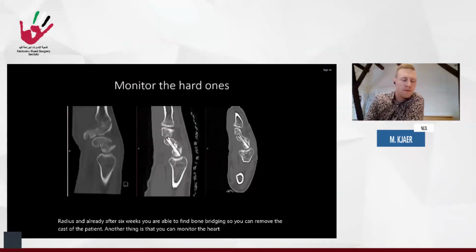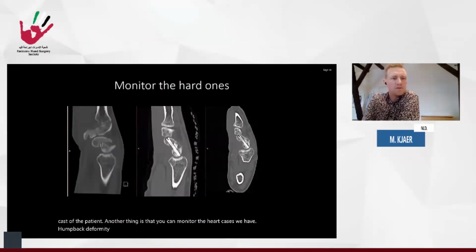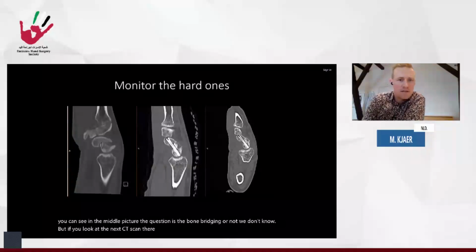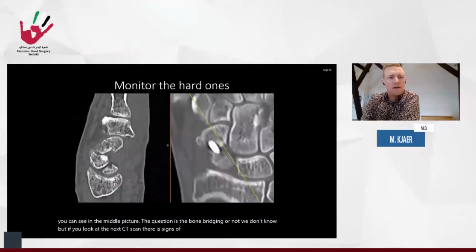We have a humpback deformity here of a scaphoid waist fracture, which was corrected and had graft. And you can see in the middle picture, the question is: is there bone bridging or not? We don't know. But if you look at the next CT scan, there are signs of union. And you have to be aware that you are looking at the correct plane.